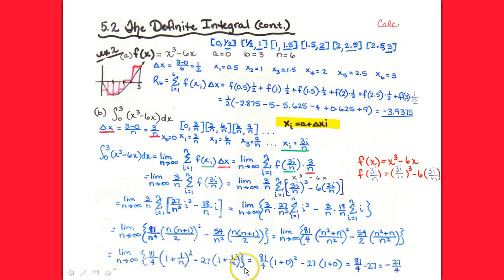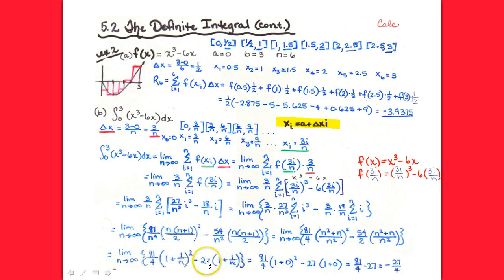If you remember our limit rules, we learned that the limit of a constant is that constant. So the limit of 81 over 4 is 81 over 4. The limit of a constant is that constant. So the limit of 1 is 1. The limit of a number divided by a variable when n is going to infinity is 0. So 1 over n is going to go to 0, and we keep our square.